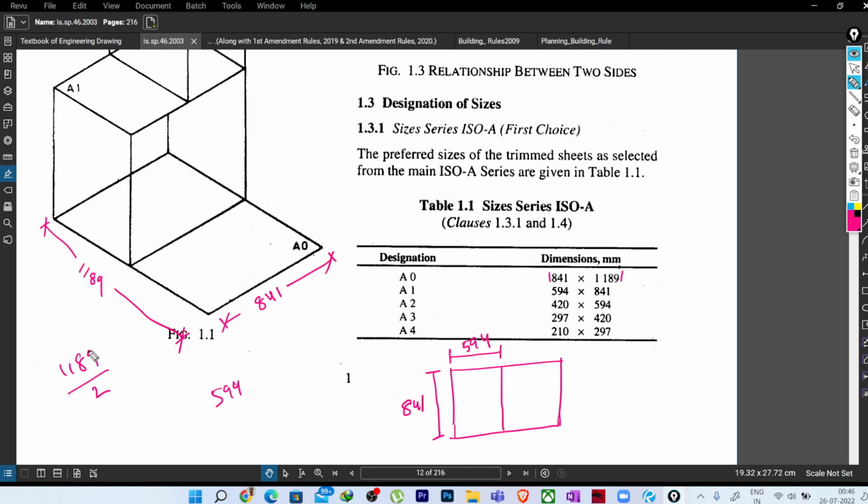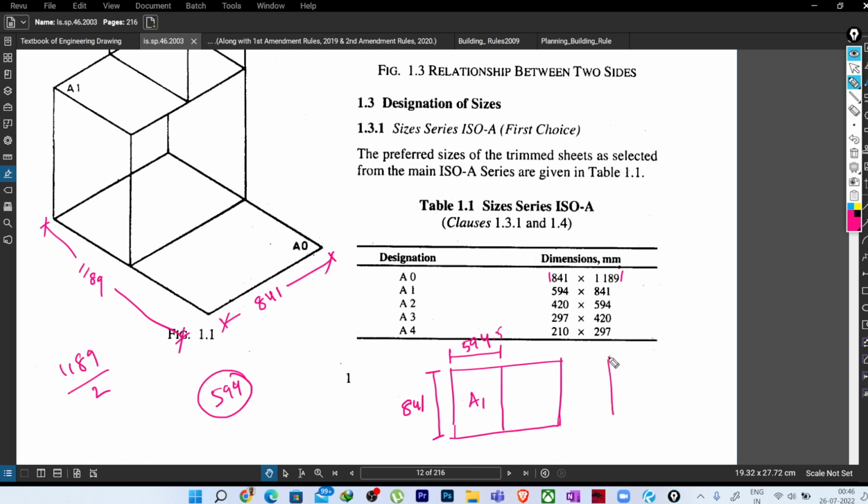So here it will be 1189 divided by 2. You can see 594.5 is something. So here you can see this dimension I am getting 594.5. So if you are folding it in half, then you will get a paper size which is called A1.